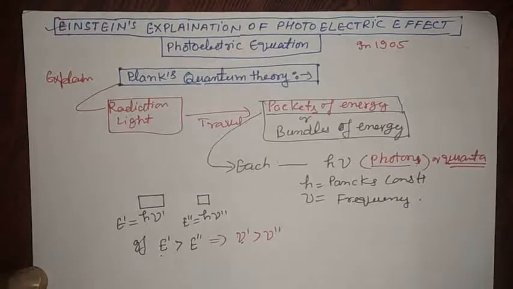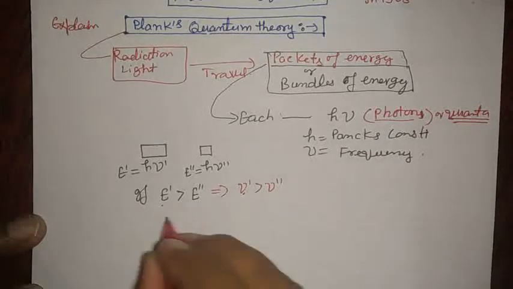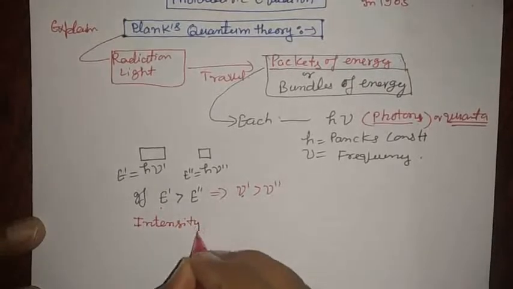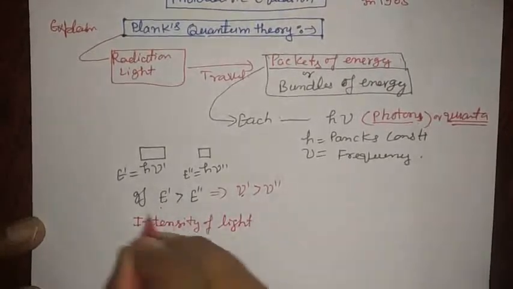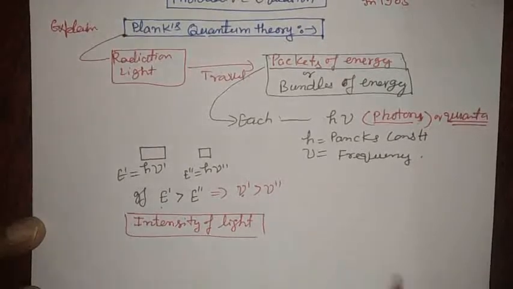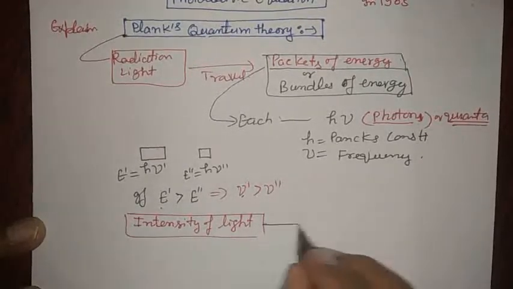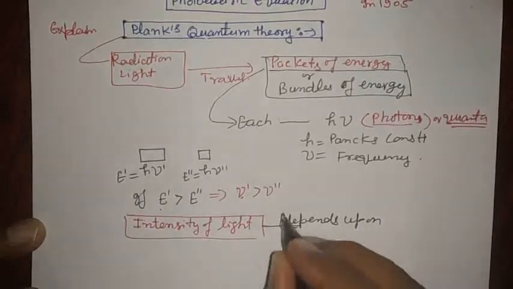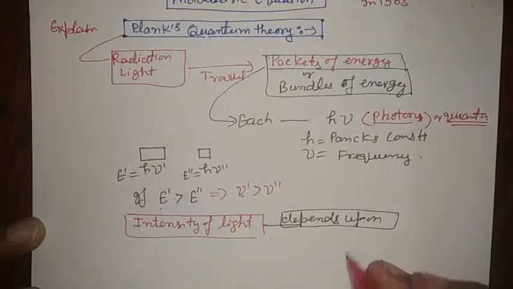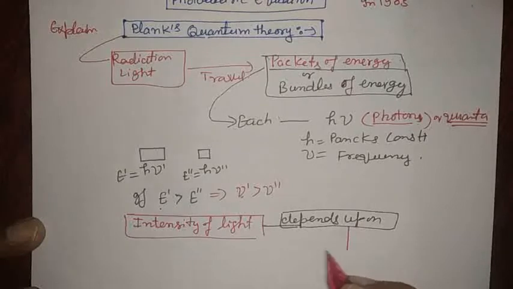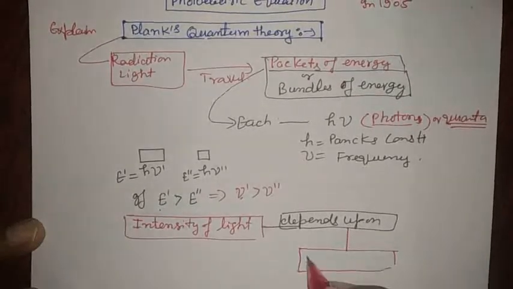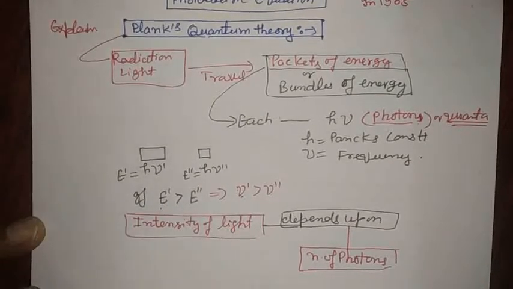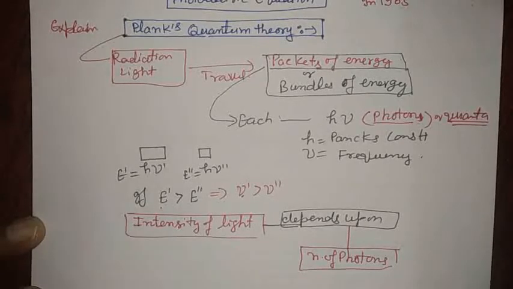And one more important thing in this Planck's theory: intensity of light. On what factor does this intensity of light depend? Number of photons or quanta. Number of quanta, once more I repeat.